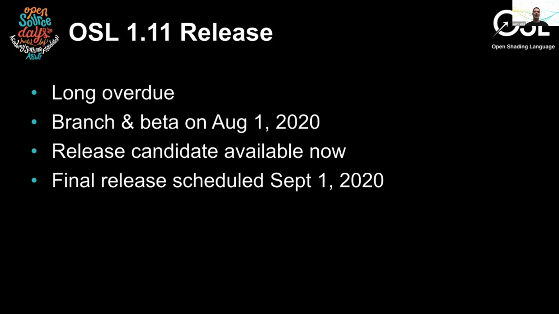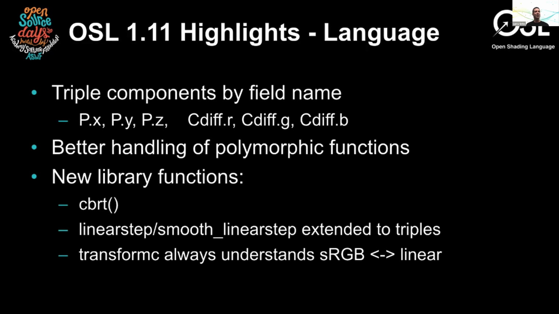So highlights of this release, from the language standpoint, someone who is writing OSL shader source code, probably the biggest convenience factor that you'll see is that we've finally allowed components of colors and vectors and points and so on to be addressed by the field names, like .x, .y, .z, .r, .g, .b, and so on. You used to have to use the subscripting notation, which still works, but a lot of people like this, so we added it.